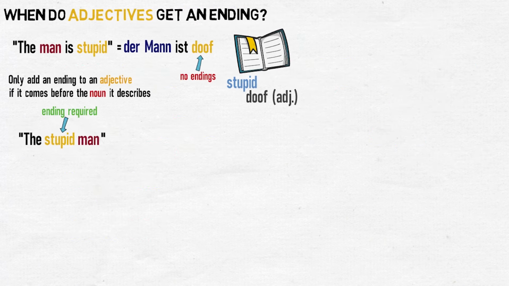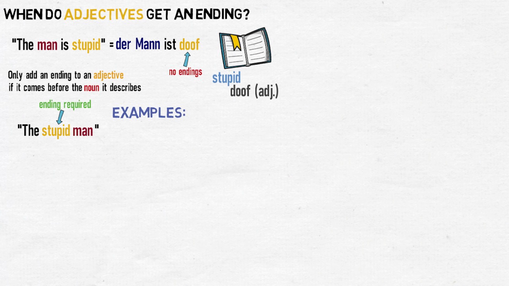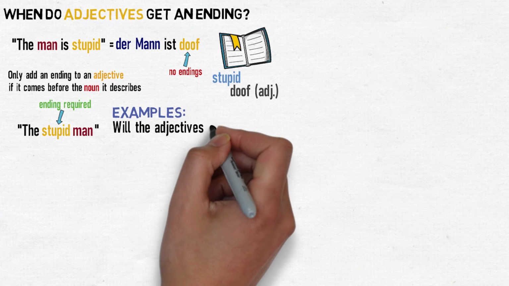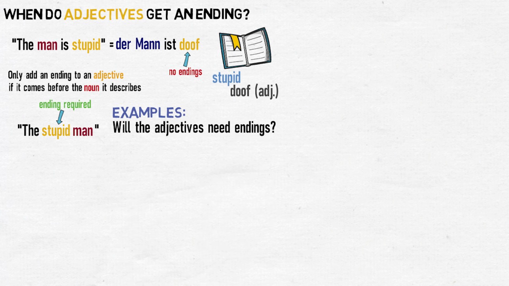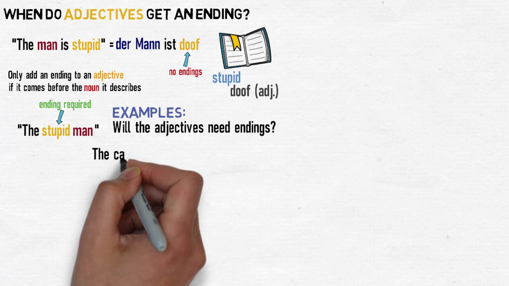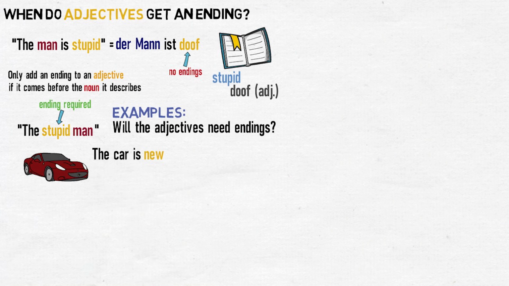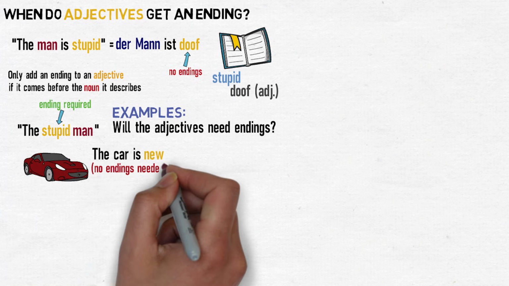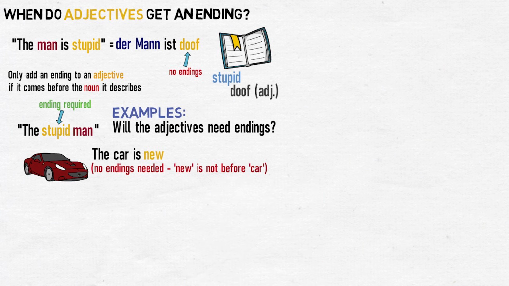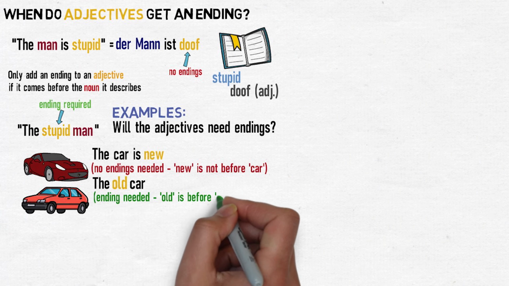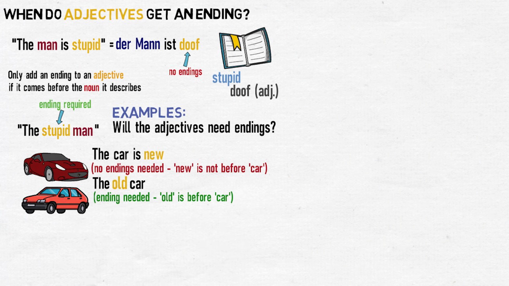Have a look at these sentences with the adjective highlighted in yellow and think about whether they would or would not need an adjective ending. The car is new. This would require no ending, as new does not come before the word car, which it's describing. The old car, this would need an ending because old comes before car.